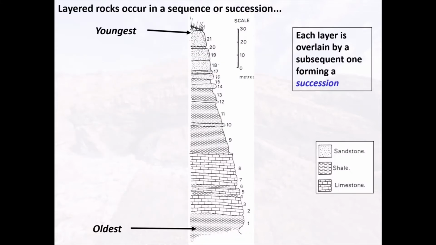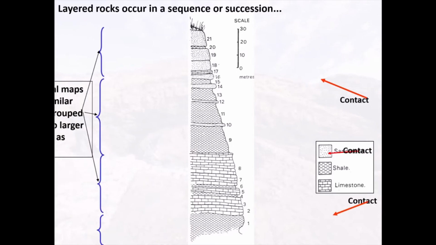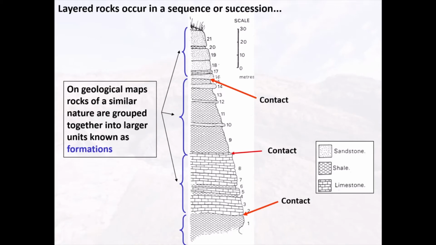So if we were to look at a schematic log, this is what we might see in a succession. We have these interbedded shales, limestones and sandstones, with the oldest at the base of the succession and the youngest at the top of the succession. Between each layer we have a contact, and that's defined as a difference in rock type that can be observed. But you can imagine that if we were to produce a geological map which showed every single one of these layers, it would be a near impossible task.